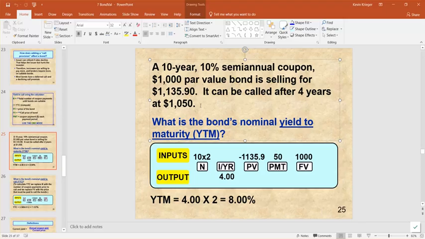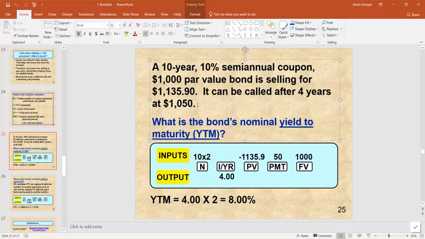What's the yield to maturity? Well, it can be called in 4 years for $1050. Pocket that info for a moment. The yield to maturity is 8%. This is just like one we did a minute ago. 10 years is 20 periods. The price is $1135.90. Be careful to put in the negative. The 10% coupons means 50 every 6 months. You solve for the yield and get 4. You have to remember to double that, because the 4 is a 6-month yield. You get 8% as the annual yield.